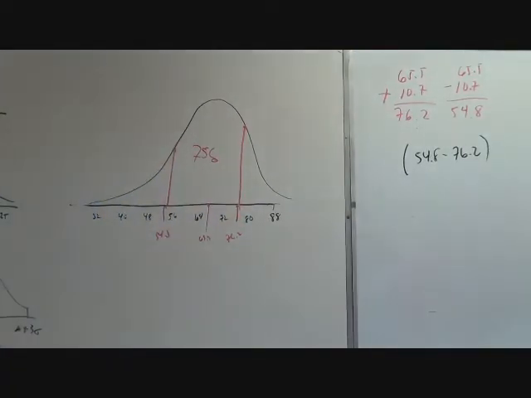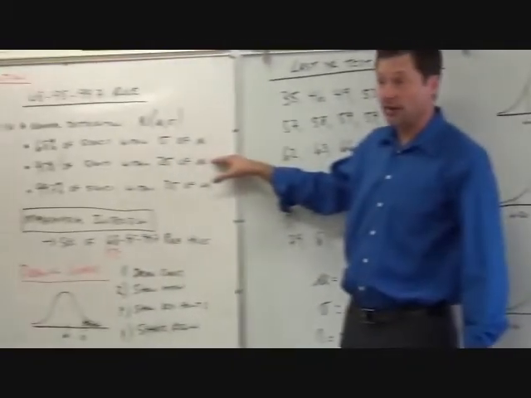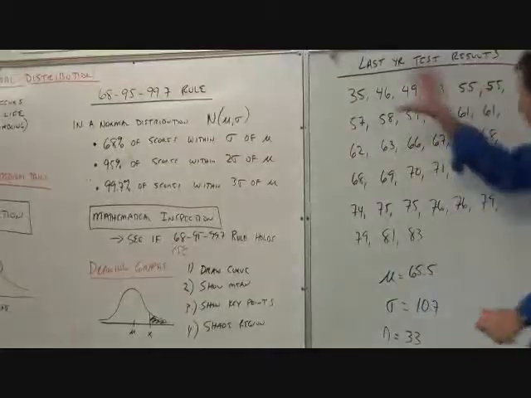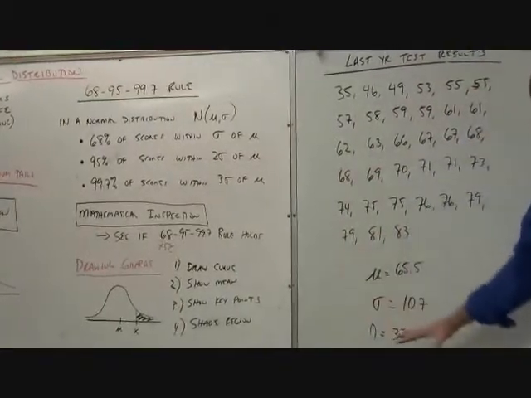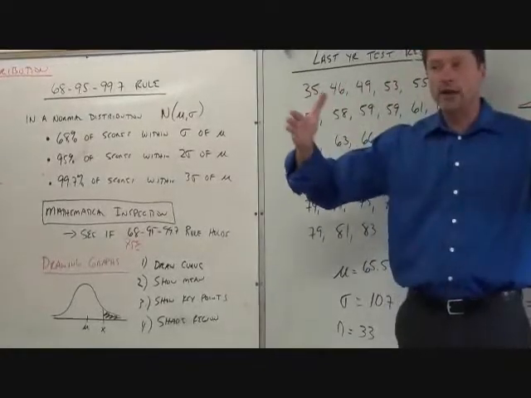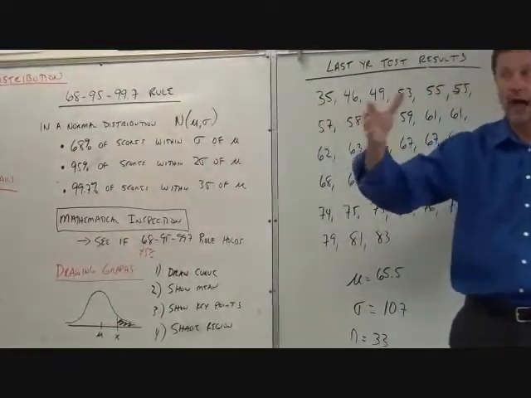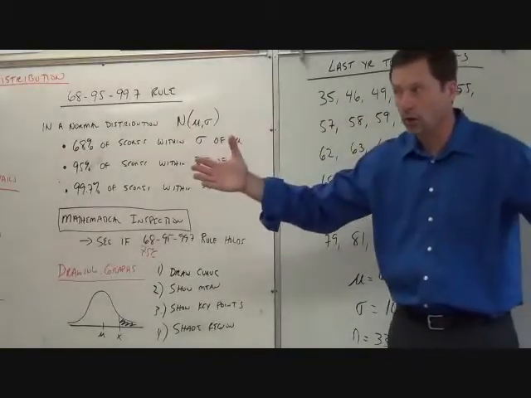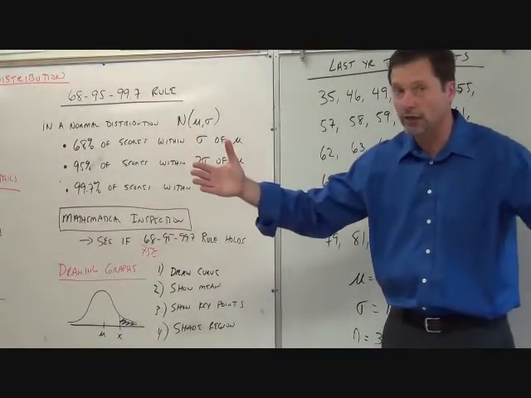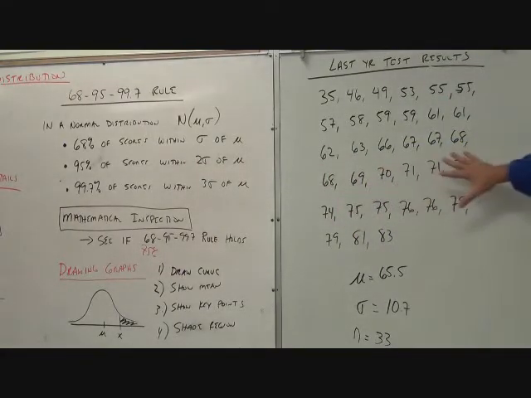Well, let's try the second one. The 68, 95, 99.7 rule says that 95% of these scores should be within 2 standard deviations from the mean. I want you to go figure this out. First, find your interval. You got some work to do there. What's your interval that's going to be 2 standard deviations from the mean? And then what percentage of those scores are in that interval?